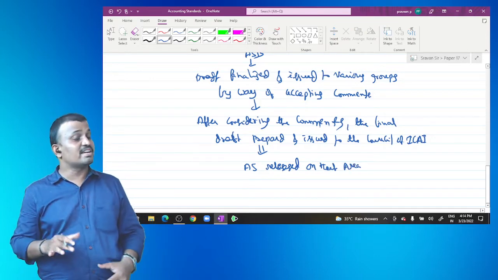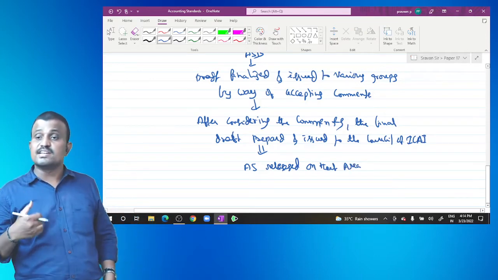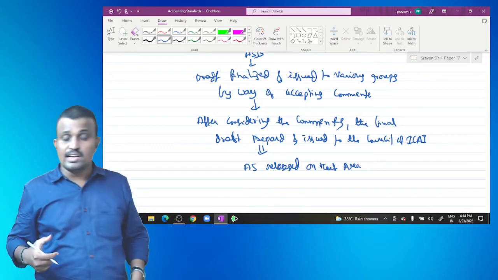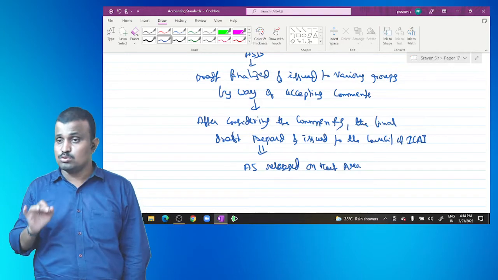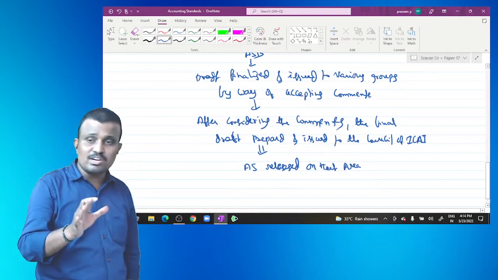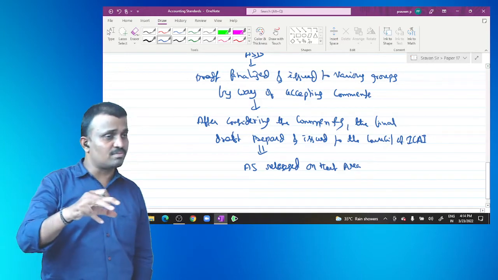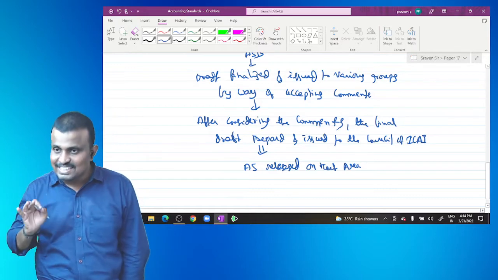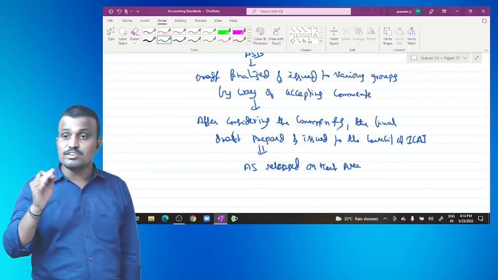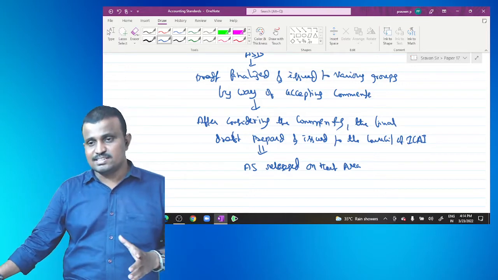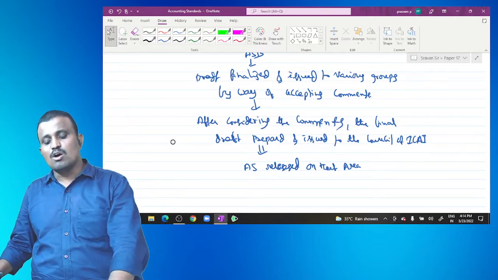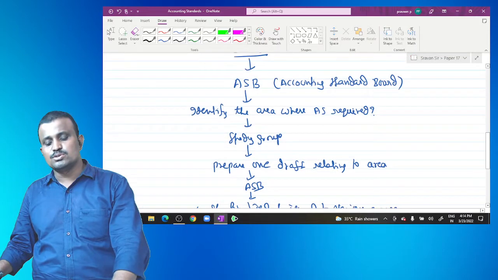And once the accounting standard is released, it is sent to the MCA. It is sent to get the approval from the Companies Act 2013. Once the accounting standard gets the approval from the Companies Act 2013, those are called notified standards. So this is the process of how the accounting standards are issued in India.